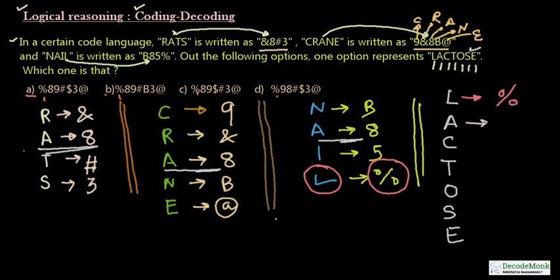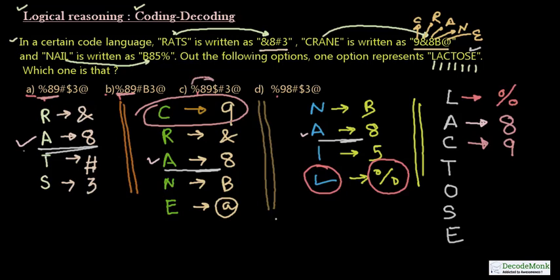Now A, as we have already seen, is represented by 8. So we can write 8 over here. C is represented by 9, because crane contains C as one of the letters, so we can write down 9. Now if we get back to the options, we can see percentage 8 9, percentage 8 9, percentage 8 9. Then option D is percentage 9 8. So now you can cross out this option. This option is not the right answer. Now we are left with three options.